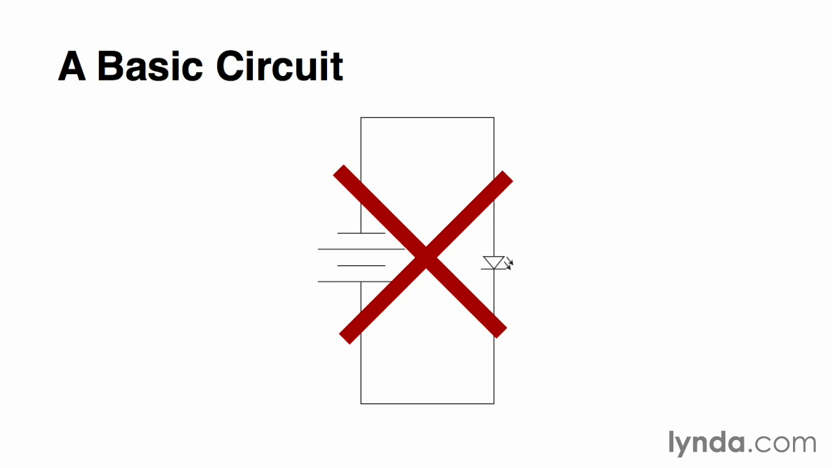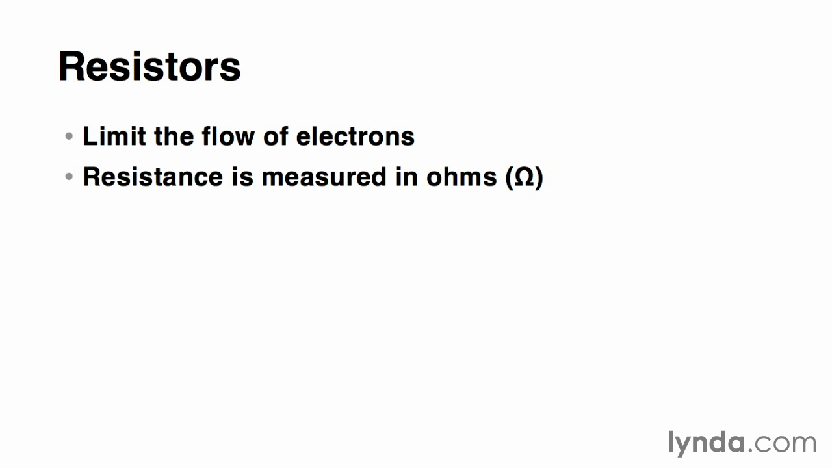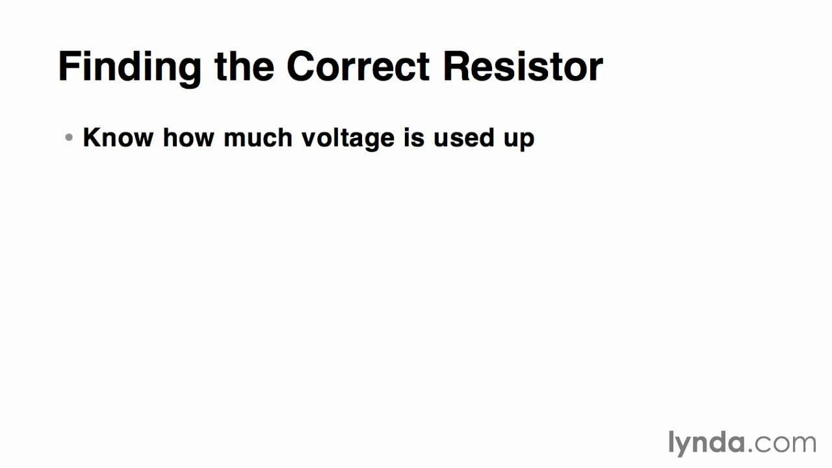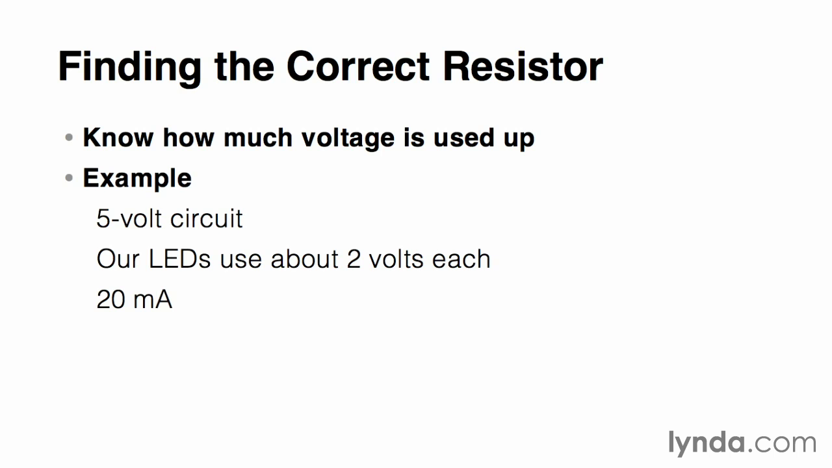To avoid this serious problem, we introduce resistors into the mix. It's important to choose the right type of resistor. The resistor limits the flow of electrons. This resistance is measured in ohms, symbolized by the Greek letter omega. To find the correct resistor, you must know how much voltage is used up by all the components in the circuit. For example, an LED, our light-emitting diodes that we're using, uses up about 2 volts.